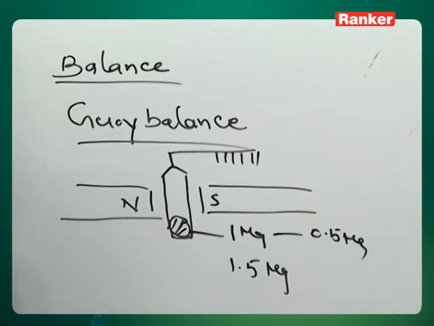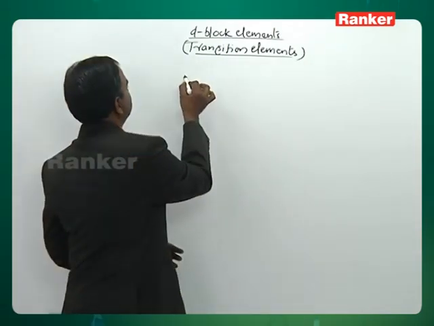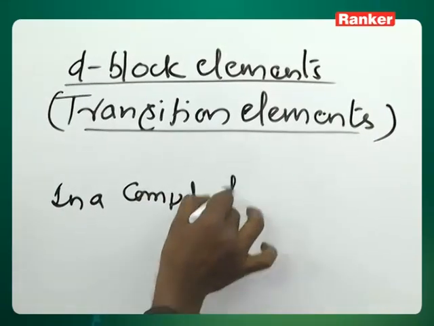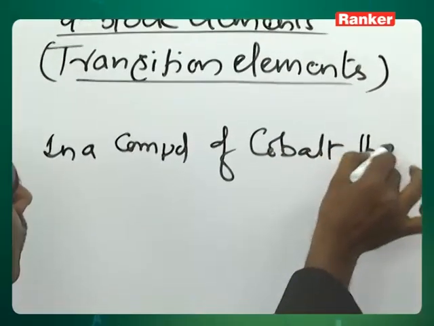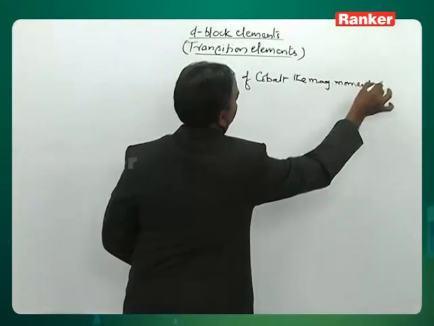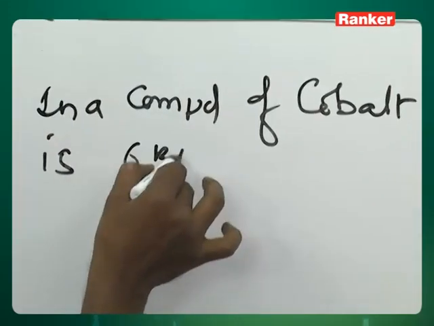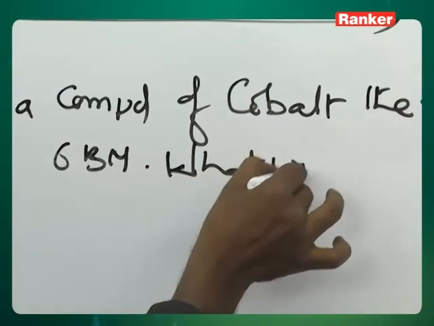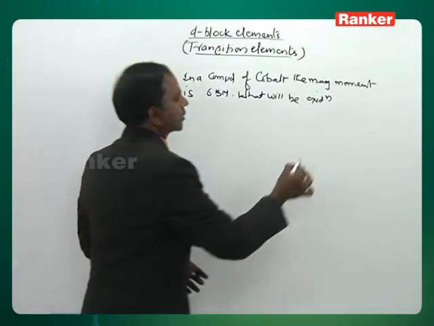How does a question appear on these magnetic properties? In a compound of cobalt, the magnetic moment is 6 BM. What will be the oxidation state of cobalt?